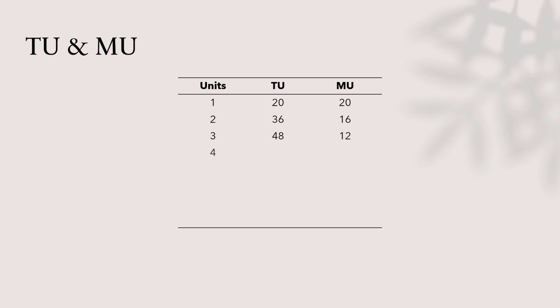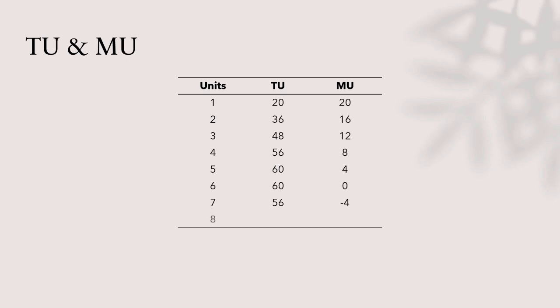Similarly, for the fourth unit consumed, the total utility has increased by 8 units. For the fifth unit consumed, the total utility has changed from 56 to 60. So the marginal utility is 4. Now note that in the sixth unit consumed, total utility remains the same, 60. So the marginal utility is 0 because there is no change in the total utility. For the seventh unit of good or service consumed, the total utility has decreased to 56. It has decreased by 4 units, so the marginal utility is minus 4.